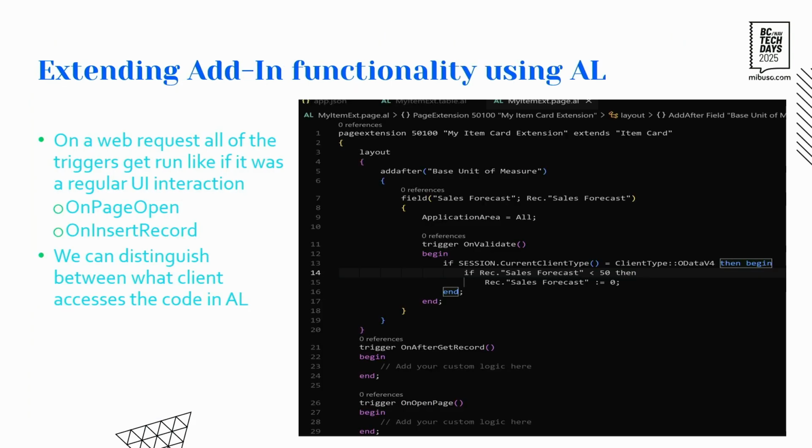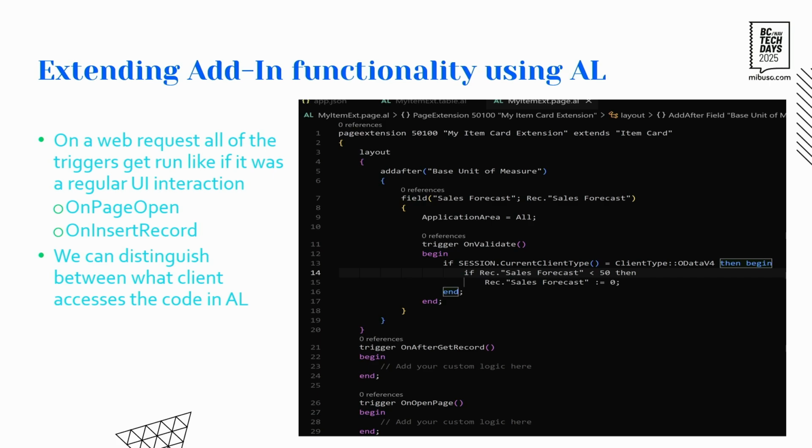And okay, and then to something else. So how can we extend the functionality in this add-in by using AL extensions? Some of the things that we need to keep in mind is that when we send a web request through OData, and the API is backed by a page, then all of the normal triggers are actually going to be executed just as if you had a UI interaction, just like if you visited the web client.